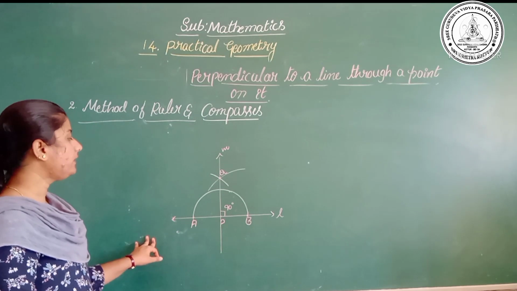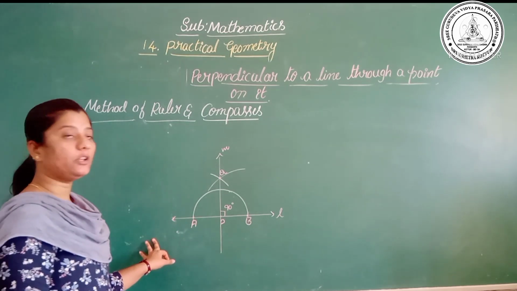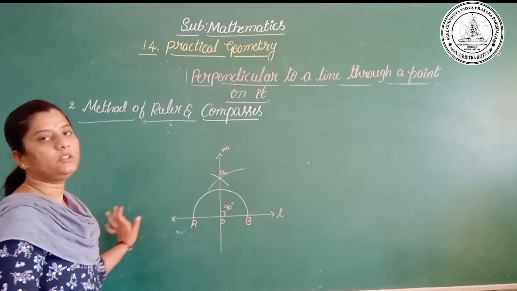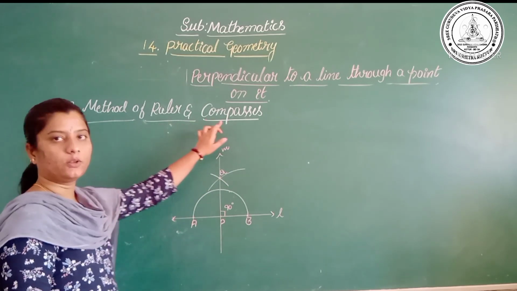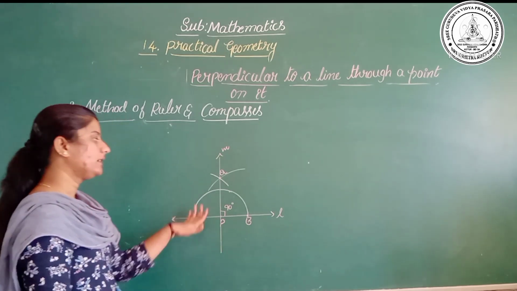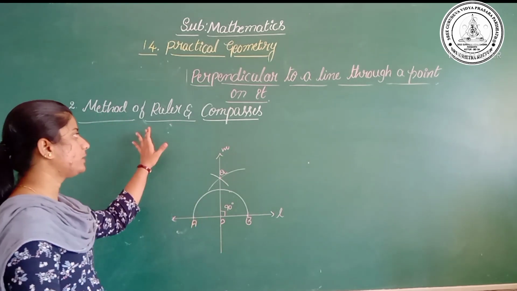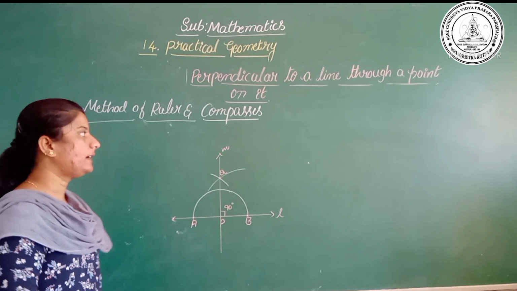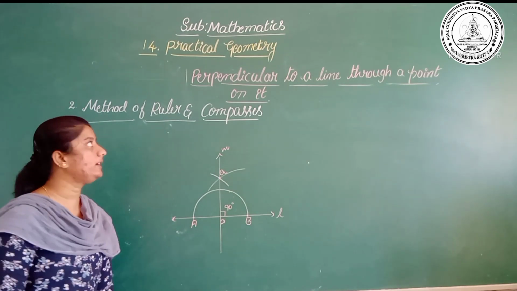This is the method of constructing the perpendicular line through a point on it using the ruler and compasses. So just practice it well and construct perpendicular lines using the ruler and compasses. Right? Then let's go to the next point.